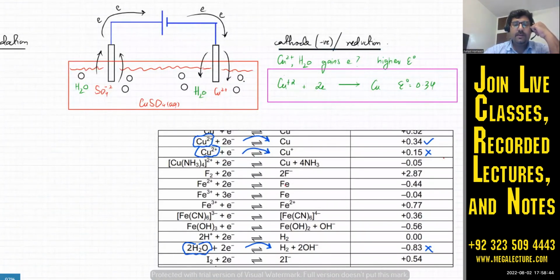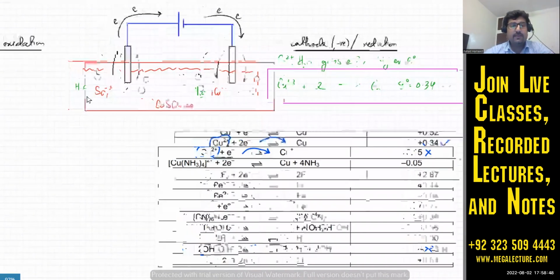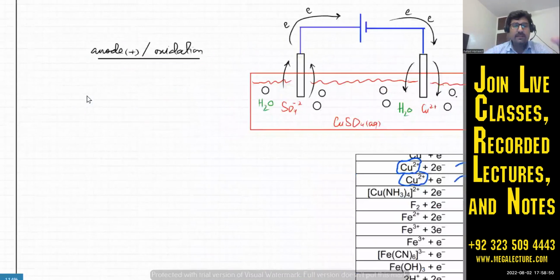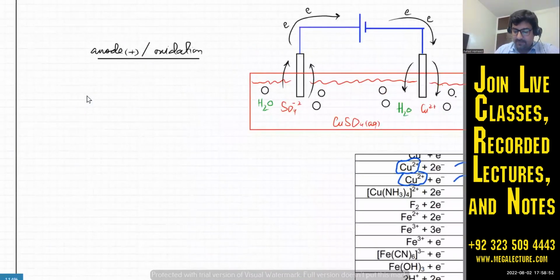Then on the other side, you've got who's going to lose electrons, right? So that's the question now. So let's come to the other side. You've got two options: water and SO4 minus 2. What was the second one? SO4 minus 2. You've got H2O and SO4 minus 2. And the question now is, out of these two, who's going to lose electrons?